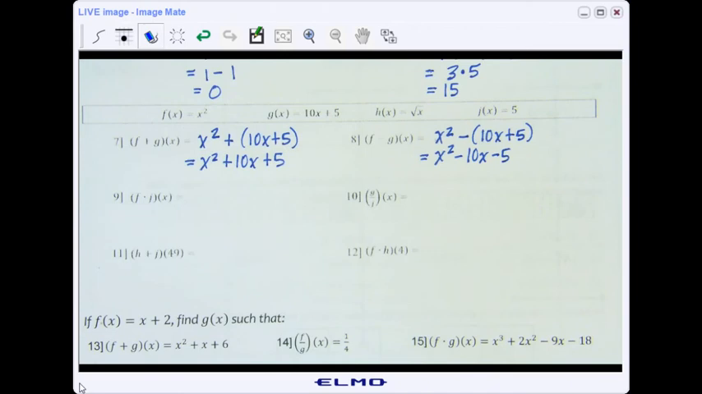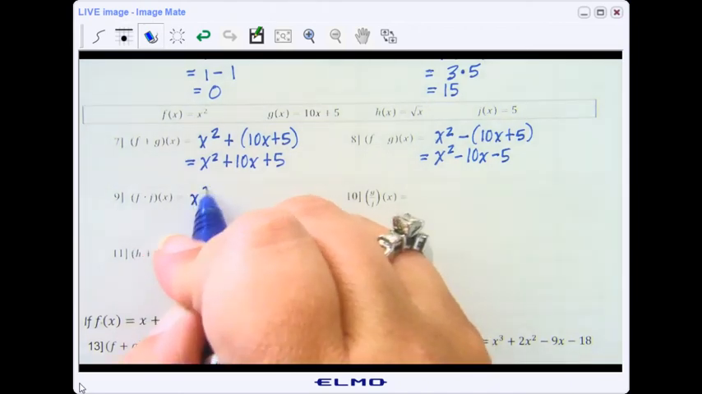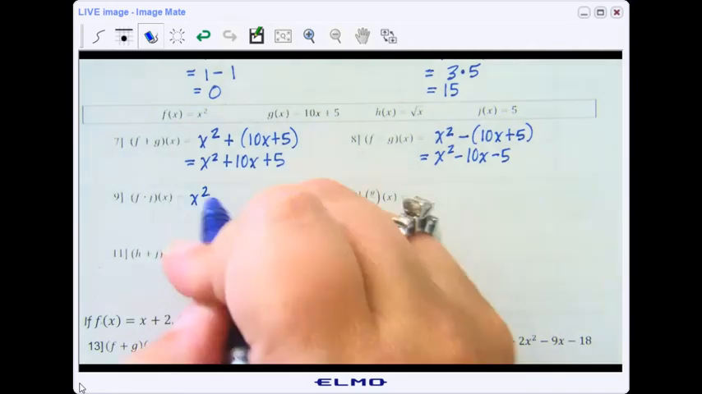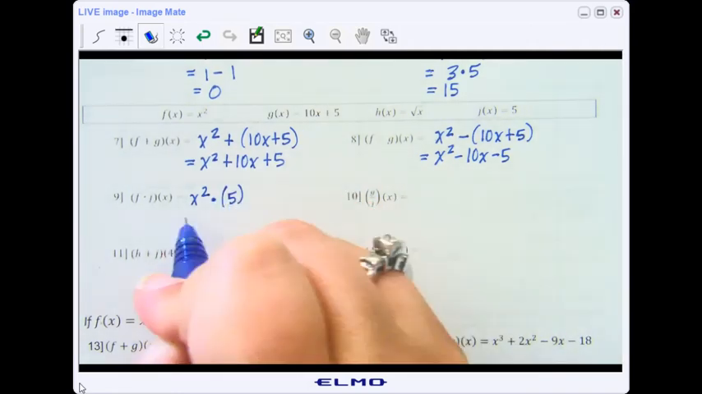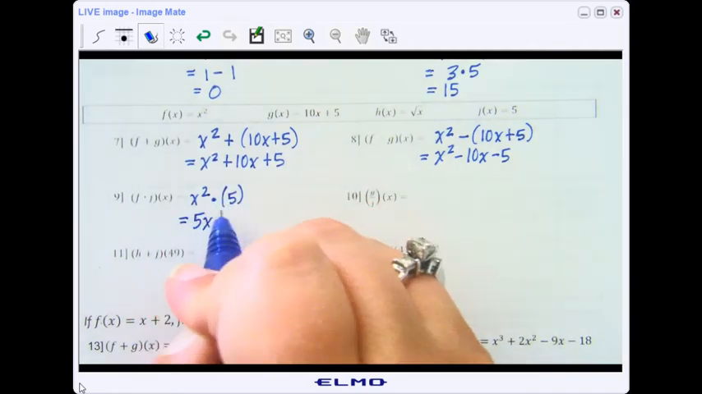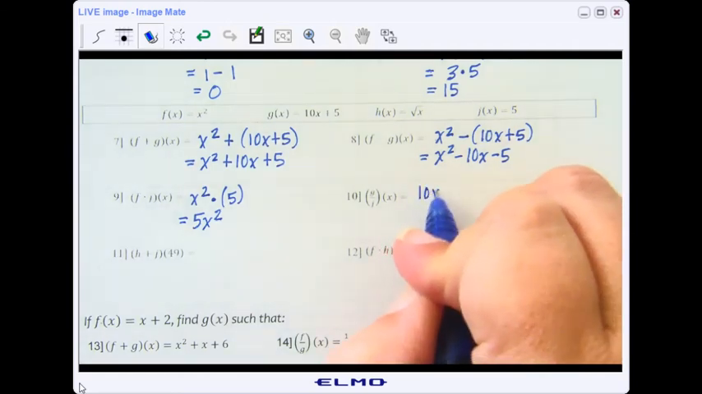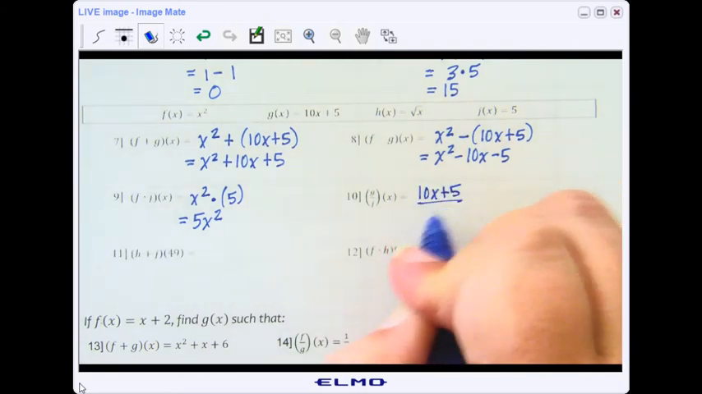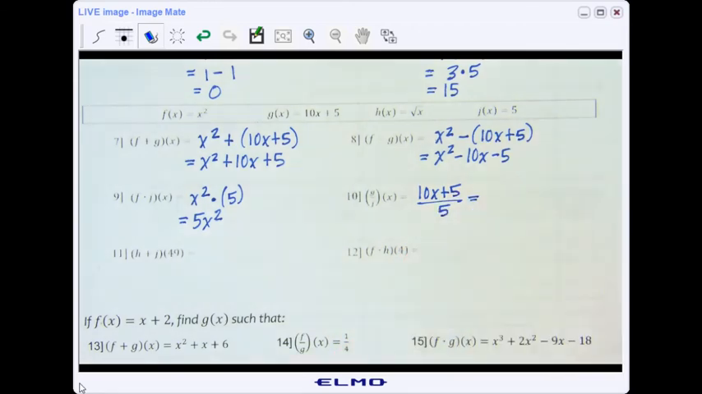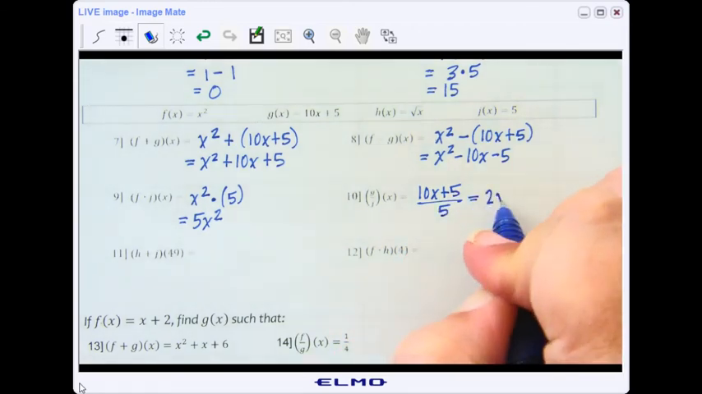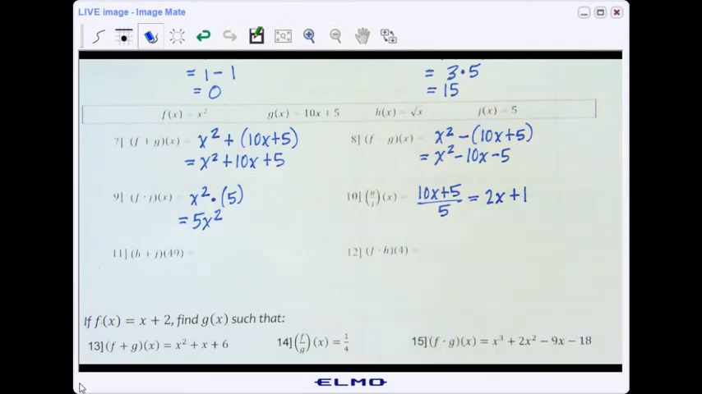I'm finding f times j of x again. So I have x squared times j of x is 5. So this becomes 5x squared. In number 10, I'm dividing j and g of x again. So this is 10x plus 5 over 5. 10x divided by 5 is 2x. 5 divided by 5 is 1.